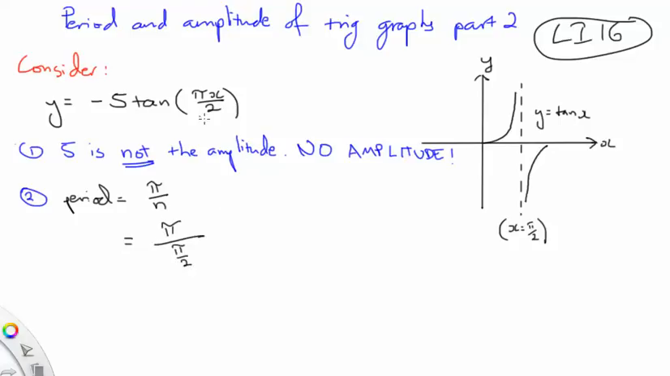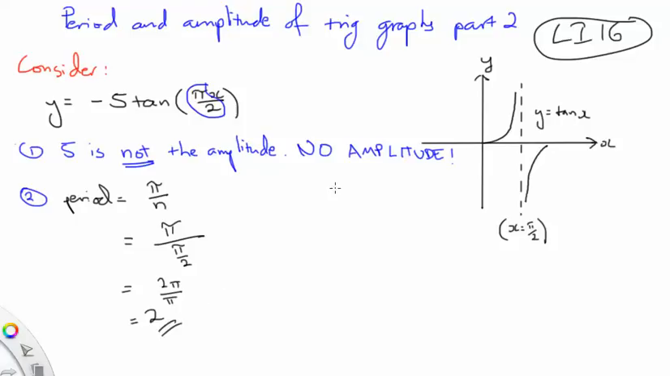Alright, so I've subbed in pi on 2 from here, because that's the coefficient of x. It's a bit sneaky because it's hiding in a denominator as well, but that's the coefficient of x, and that gets subbed in down here. The 2 jumps to the top, you get 2 pi on pi, and the period is 2.